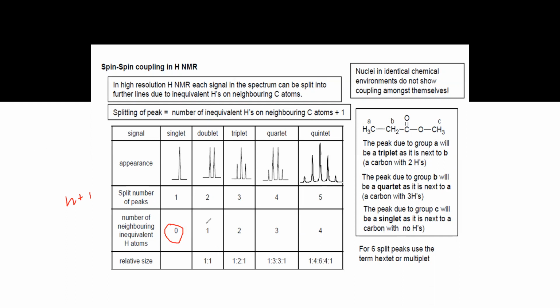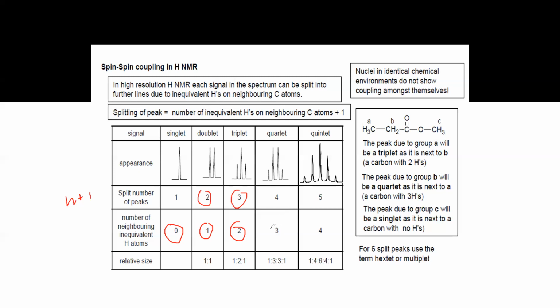If the neighboring hydrogen is 1, it will split into 1 plus 1, which is 2. And what will be the intensity of these two? It will be the same height, so the relative size of the two peaks will be 1:1. If the neighboring hydrogens are 2, it will split into 3. And what is the relative height? 1, 2, 1. Like 1 centimeter, 2 centimeter, 1 centimeter.